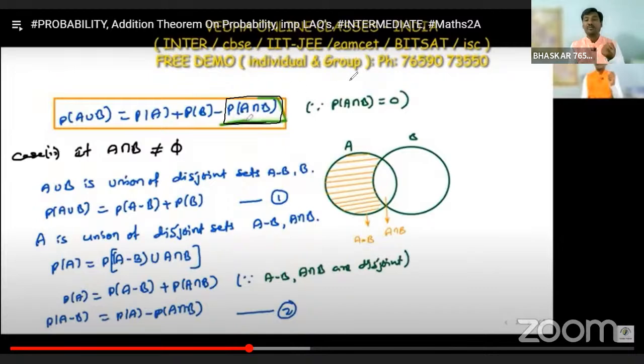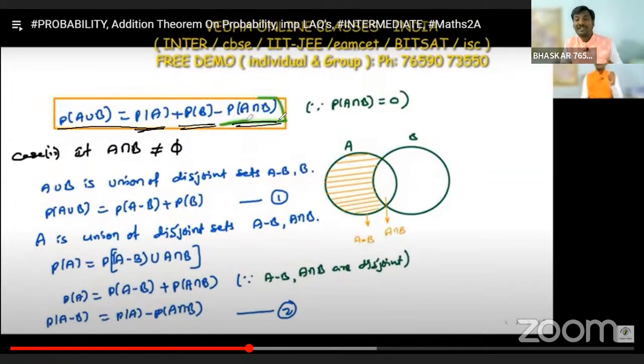What do we have to prove? Probability of A union B is equal to probability of A plus probability of B minus probability of A intersection B. We have to prove that only. So it is proved, but in one case only: if they are disjoint, they are not intersecting, one is away from the other.